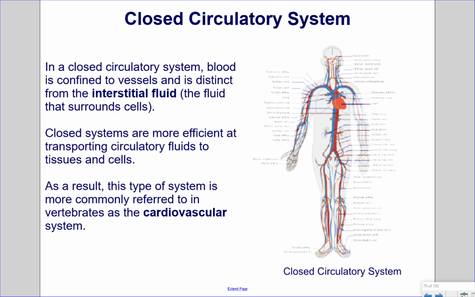Closed circulatory system. In a closed circulatory system, blood is confined to vessels and is distinct from the interstitial fluid, the fluid that surrounds cells. Closed systems are more efficient at transporting circulatory fluids to tissues and cells. As a result, this type of system is more commonly referred to in vertebrates as the cardiovascular system, cardio referring to heart and vascular referring to blood vessels.